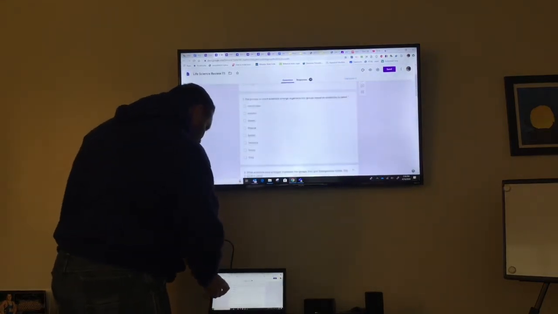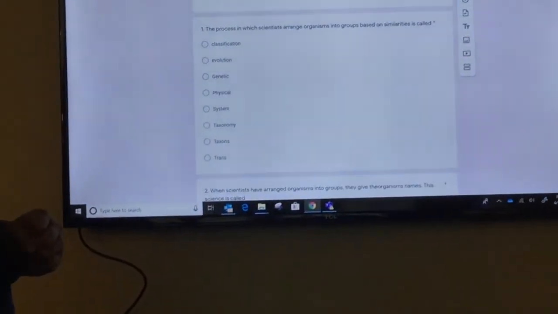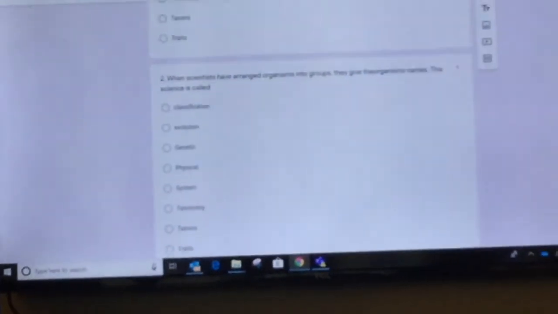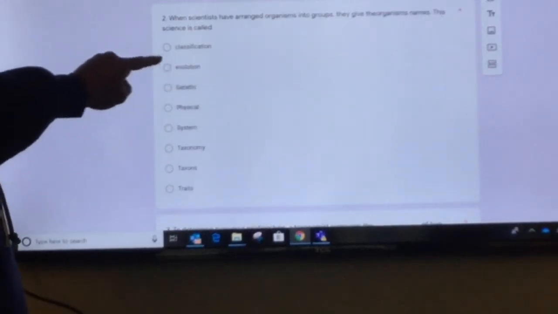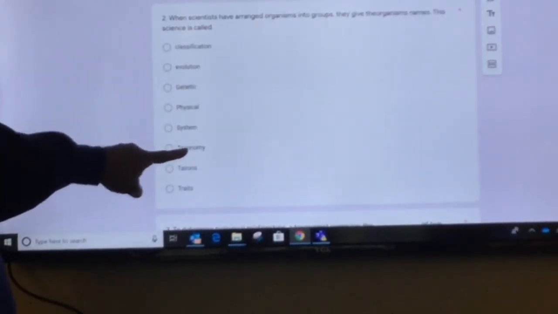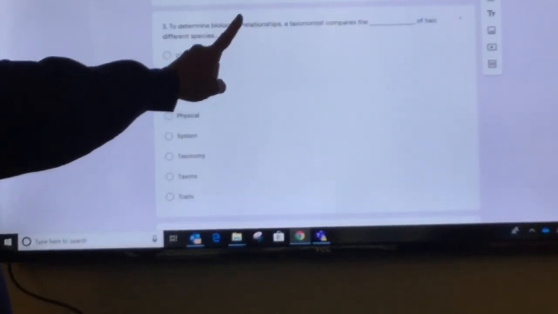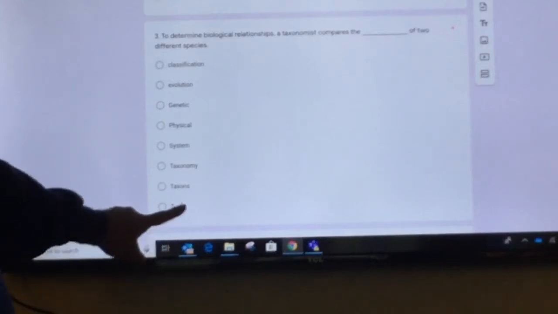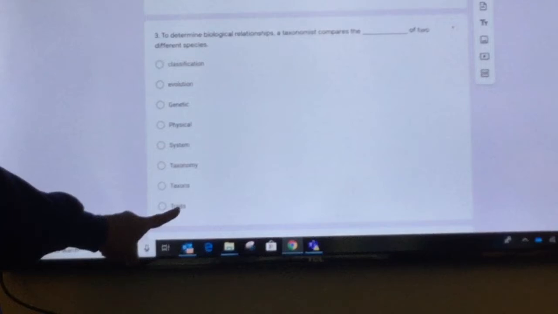Here is your work from the other day. The process in which scientists arrange organisms into groups based on similarities is classification. Scientists have arranged organisms into groups. They give the organisms names. The science is called taxonomy. To determine biological relationships, a taxonomist compares the blank of two different species. Biological relationships are often going to be comparing the traits.